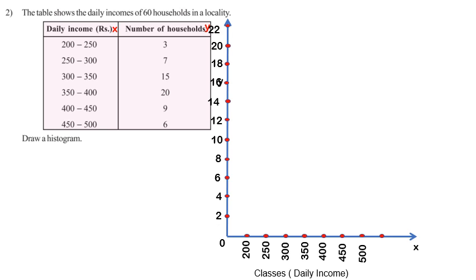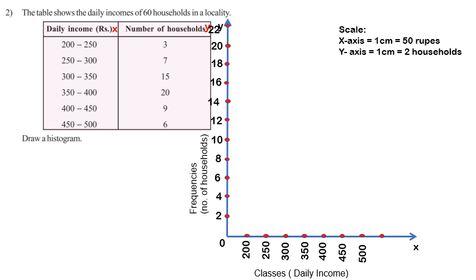Then start drawing the histogram. First draw horizontal and vertical lines with appropriate scale. Then let us denote these classes along the x-axis and the number of households along the y-axis like this. Then write the scales on the top. Here x-axis 1 centimeter equals 50 rupees and y-axis 1 centimeter equals 2 households. Then construct a bar for each class.